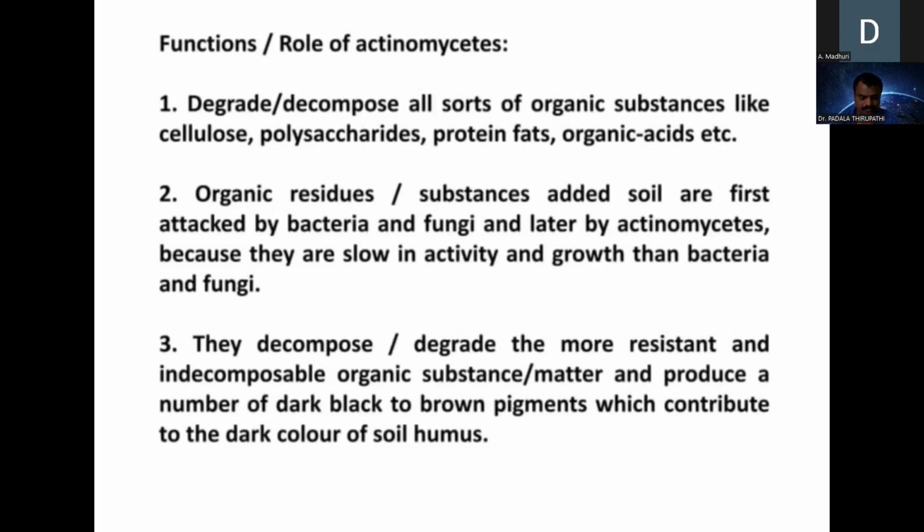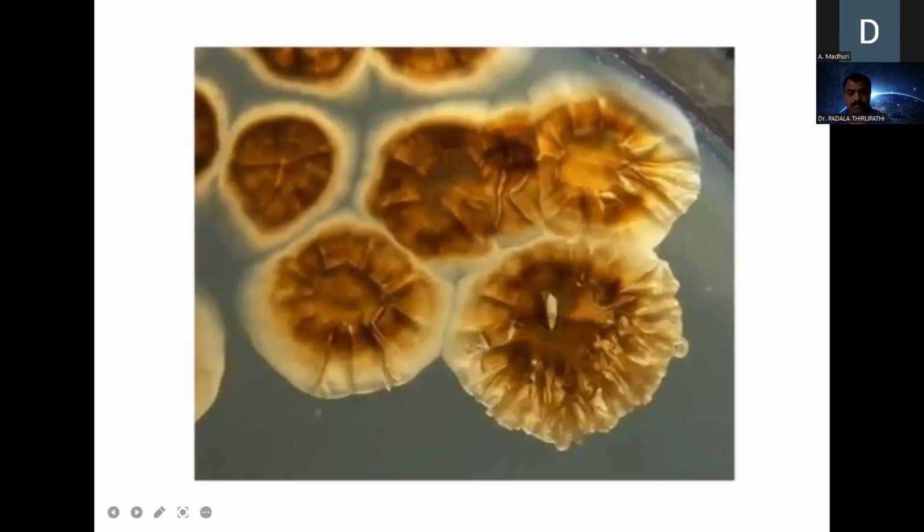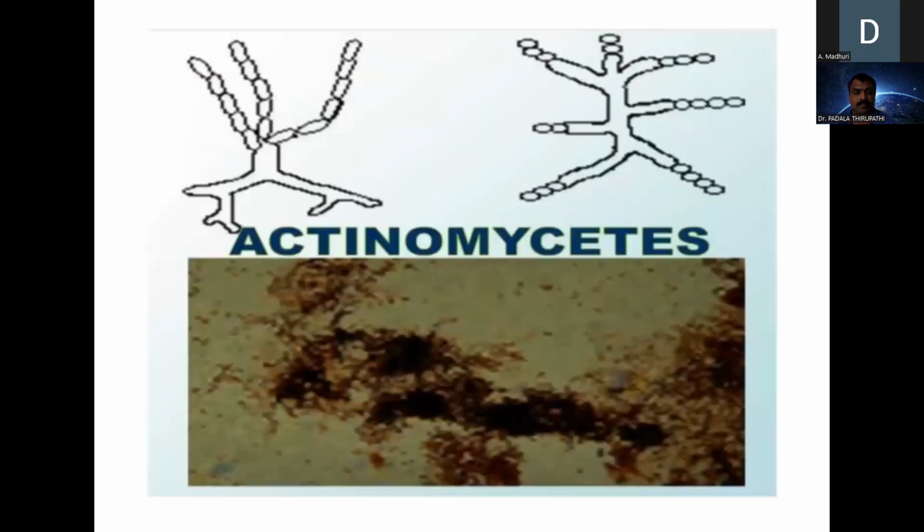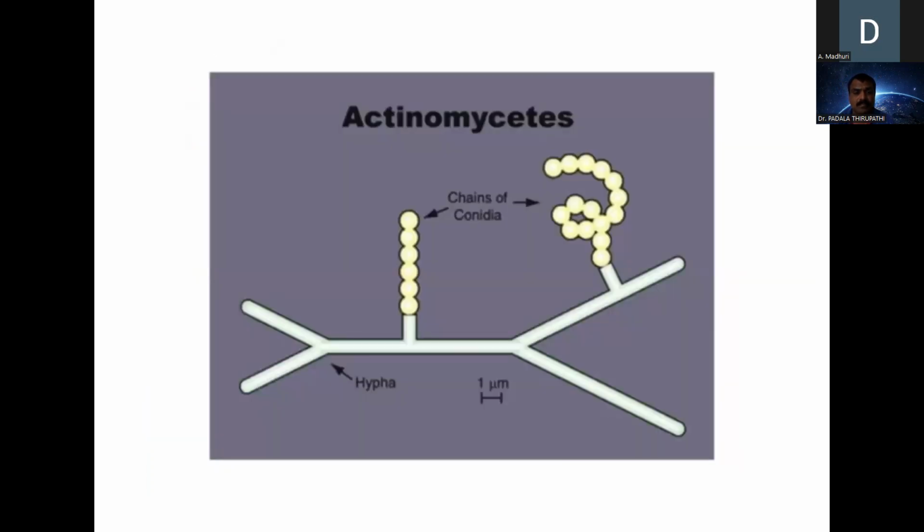They produce dark or brown pigments, black or brown pigments that give color to humus. You know about humus? After degradation, humus will be formed in the soil. So these organisms contribute to the formation of humus and they give that dark color to the humus. So these are actinomycetes. The colonies will be dry and powdery in nature.